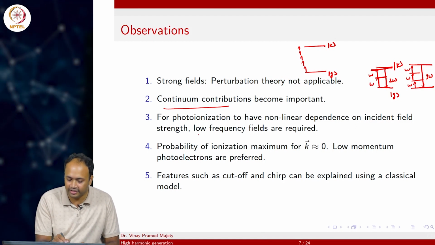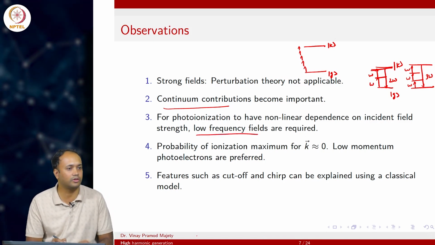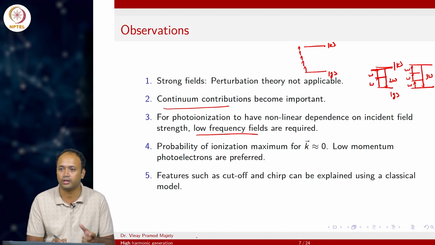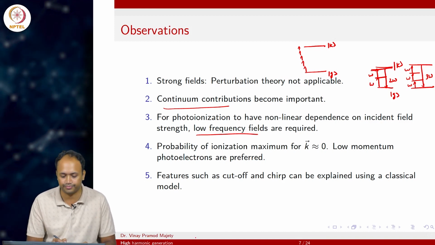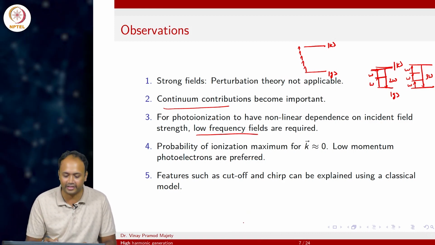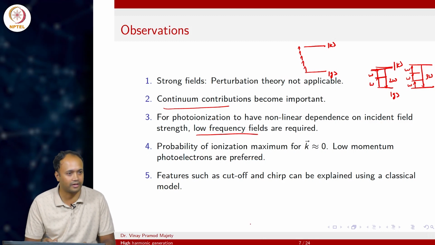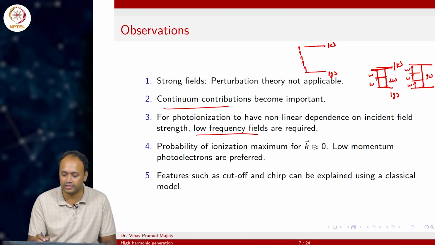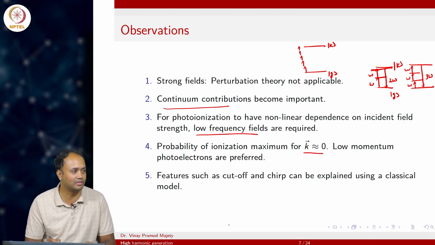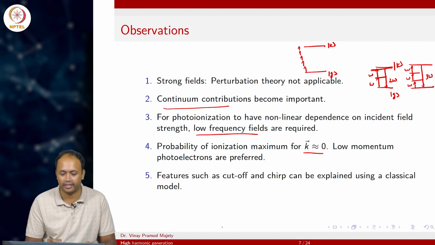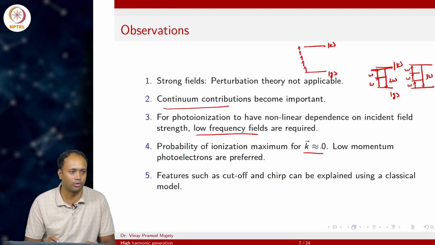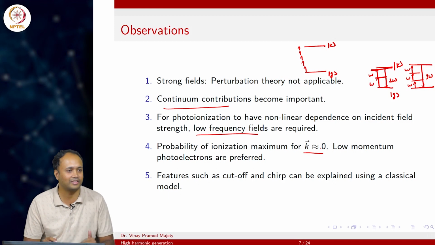So the main idea is you need low frequency fields and strong fields, because the moment I have a higher order process, I need strong fields to have a finite probability to ionize a system. Now another important observation, which I would like to take as a fact: if I look at any photoelectron spectrum, then the maximum probability of ionization happens when the photoelectron momentum is 0. We will not be able to prove this in this lecture, but that is the general nature: the maximum photoionization probability is for photoelectrons with near 0 photoelectron energy. You are just crossing that ionization threshold.